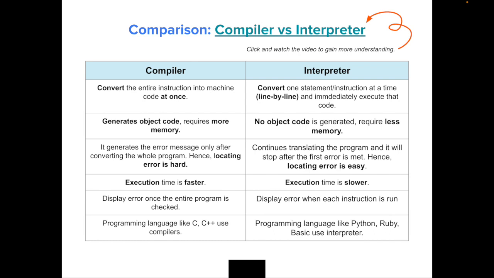Okay. And the compiler will display the error once the entire program is checked up. Point ni sama saja dengan point yang kat atas ni. Okay. And then interpreter, they display error when each instruction is run. Pun sama. It reflects back the third point just now. So, example of programming language yang menggunakan compiler adalah C, C++. Untuk interpreter, contoh programming language yang guna interpreter, Python, Ruby, and then basic.